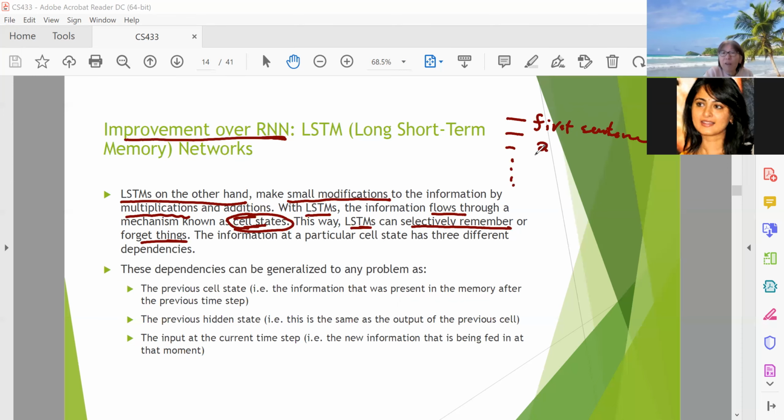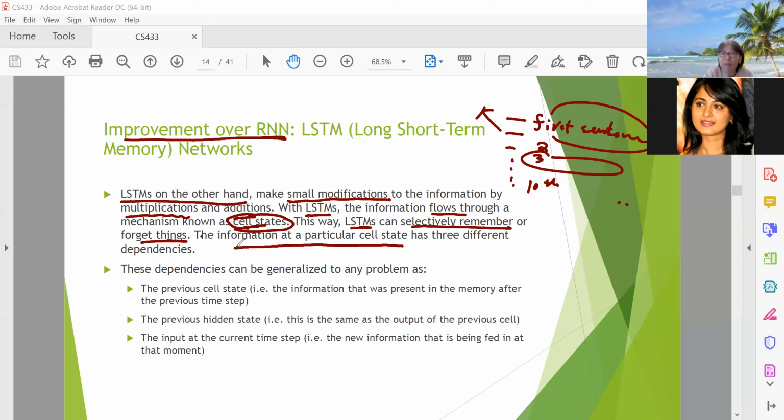This is the second one, third one. Maybe this is the 10th sentence. So you may select to remember, okay, I will remember the first sentence. I will remember the second one, not important, so I can forget. So that's what it means. You can selectively remember or forget. Okay. Then the information at a particular cell state.